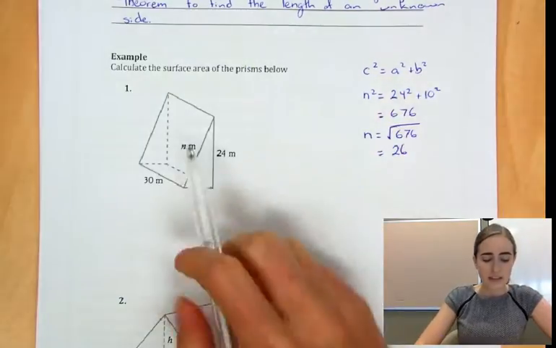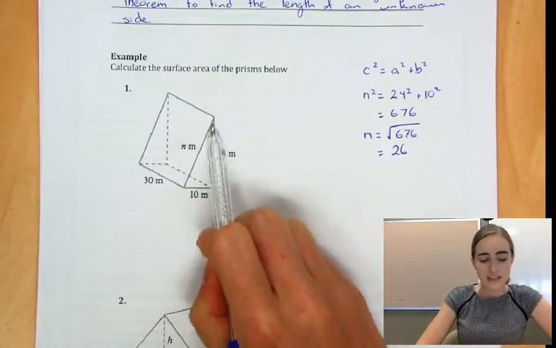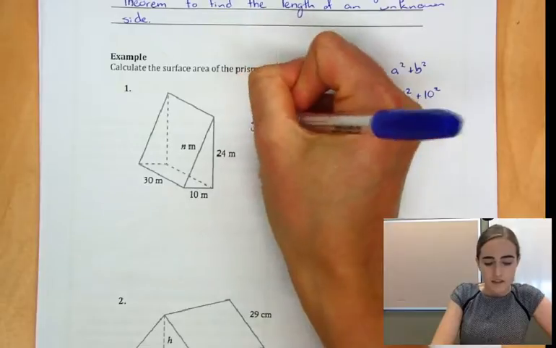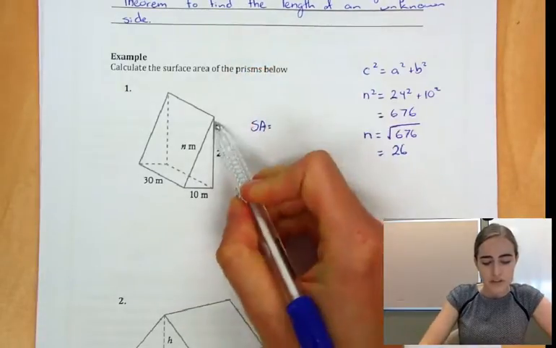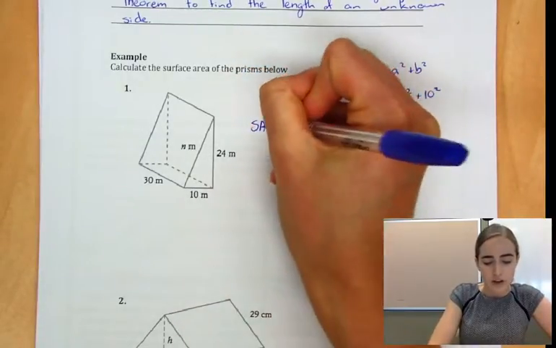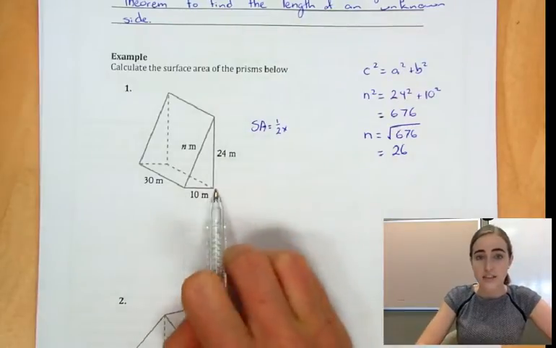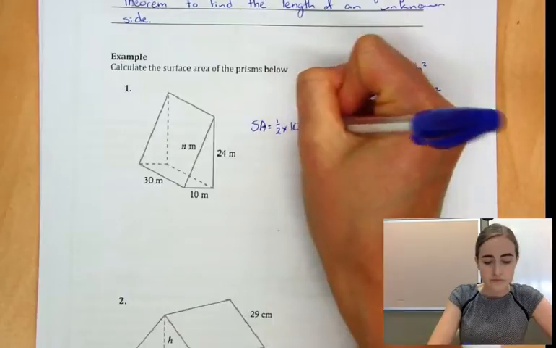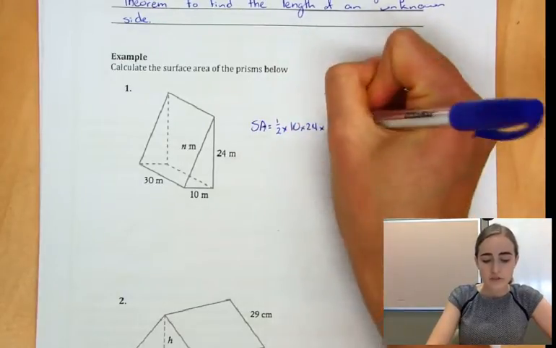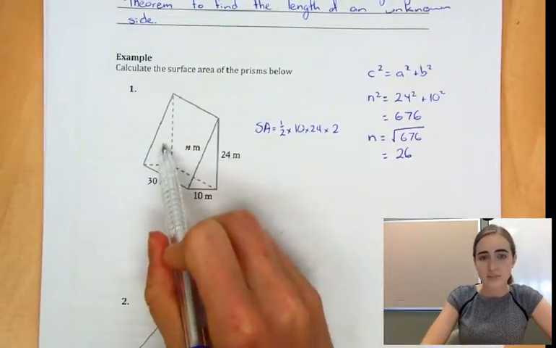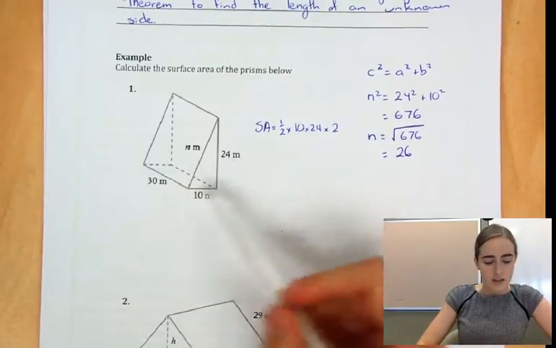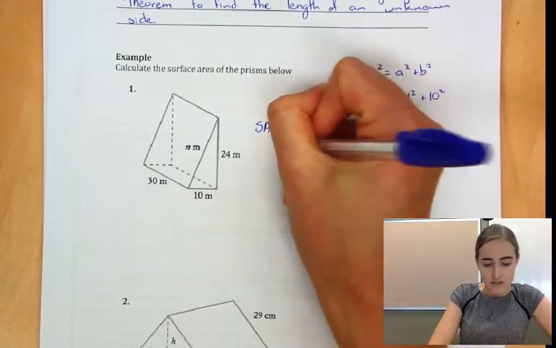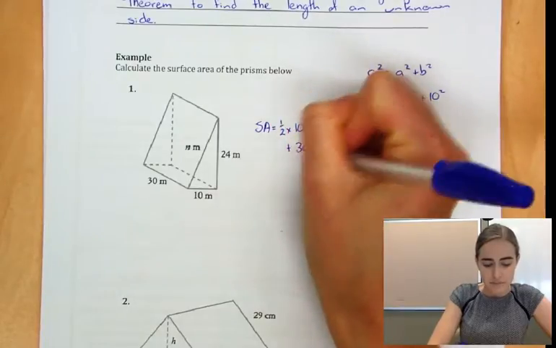So we know that that length there is 26, the length of this side, and now we can find the surface area. So the surface area would be, if we look at this triangle first, we're going to have half times the base, which is 10, and the height, which is 24. And then times that by 2, because there's a triangle that's the same size on the other end. Then if we have a look at the bottom of the shape, that's 30 by 10. So we'll go plus 30 times 10.